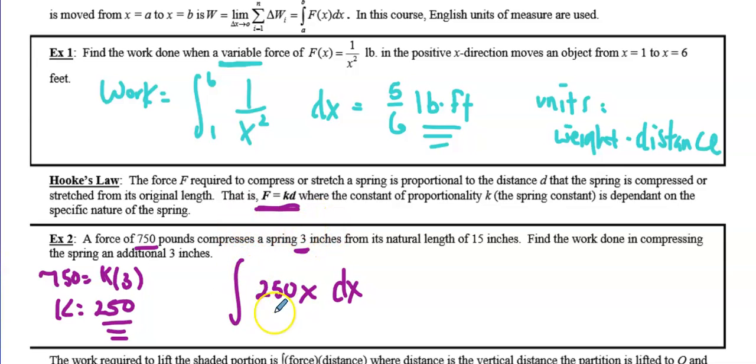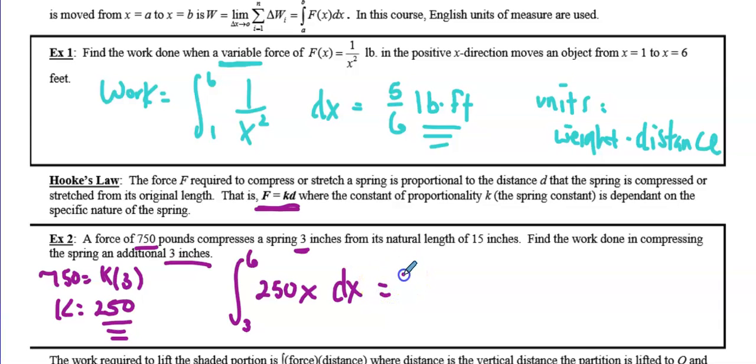So we've already compressed, using this 250, our spring 3 inches. So we're going to put a 3 down here. And it's going to ask us to find the work to compress it an additional 3 inches. So we're already 3 inches in from our 15 inches. We want to go another 3, so we're going to go to 6. So this is how much our spring has been compressed at the end. 3 plus 3 is obviously equal to 6.